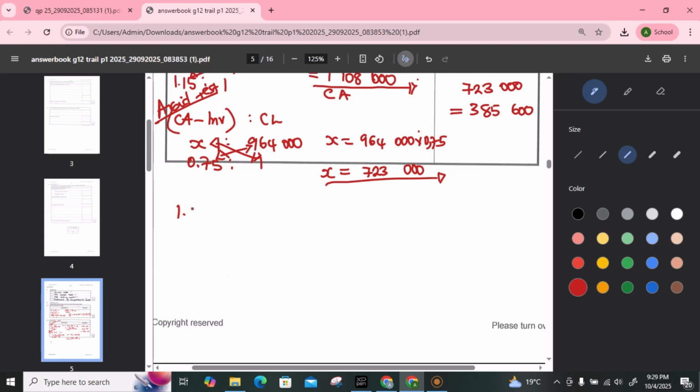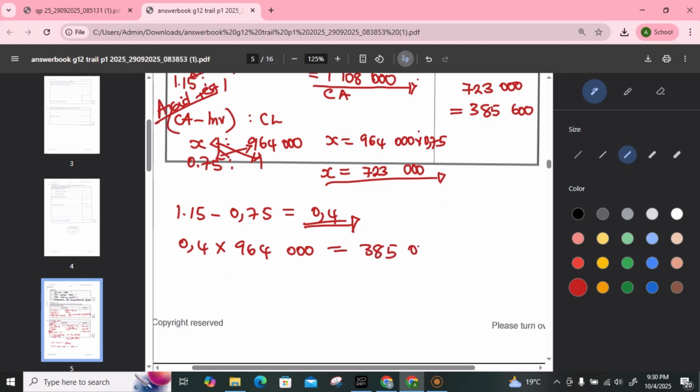The shortest method that could have been applied in this circumstance is to look at the two ratios given, and you take 1,15 subtract 0,75, and this will give you right away 0.4. The 0.4 that we have represents inventory. You take 0.4 multiplied by 964,000, and this will give you again the same answer as the one above.